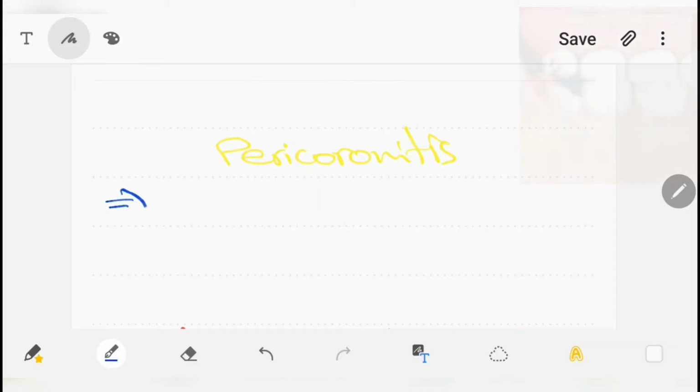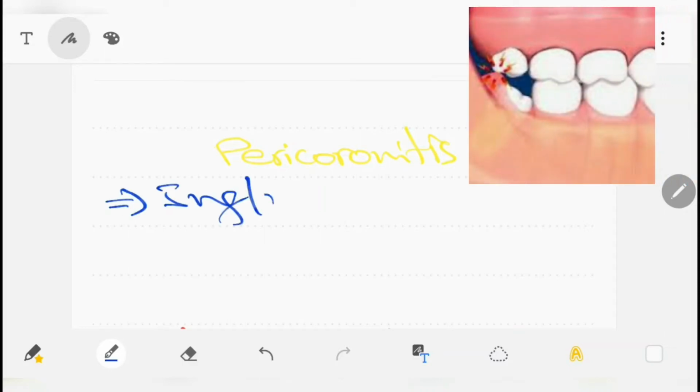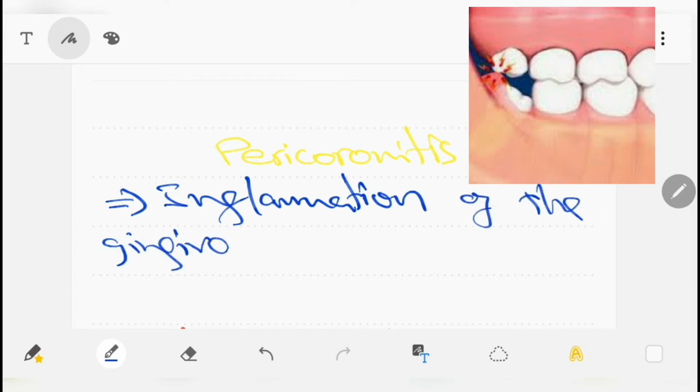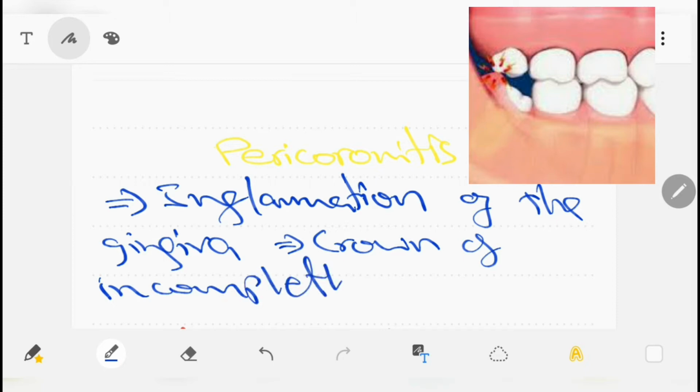Pericoronitis can be defined as the inflammation of the gingiva in relation to the crown of an incompletely erupted tooth.